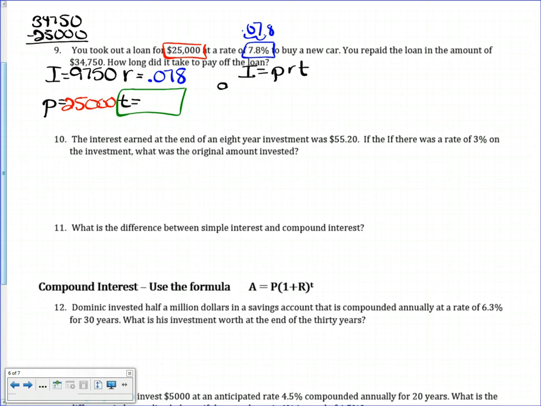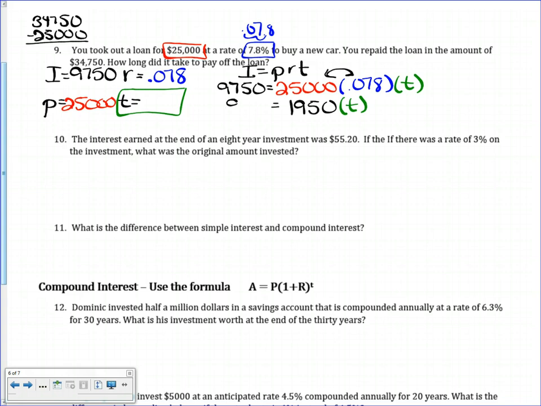So plug in what you know. I know I is 9,750. My principal is 25,000. My rate is 0.078. And we are looking for T, time. So to start, you multiply the two variables you know. We know P and R, so we're going to multiply those, so we get 1,950, and then bring down T. And that is equal to our interest, 9,750.